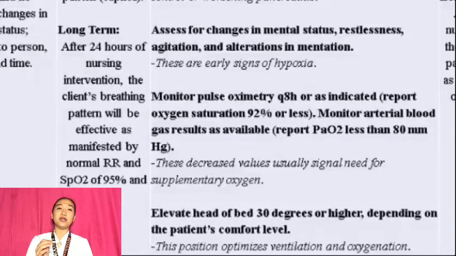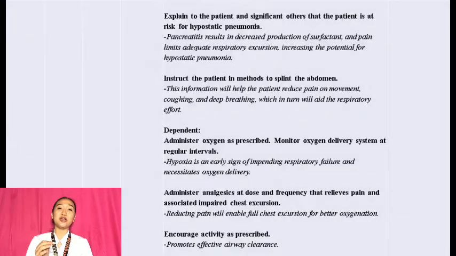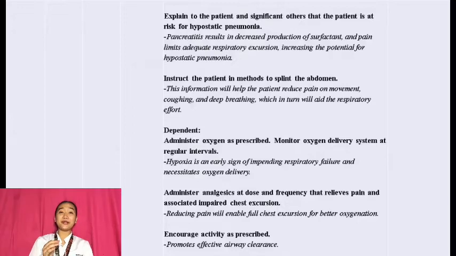Elevate head of the bed 30 degrees or higher depending on the patient's comfort level. Explain to the client and significant other that the patient is at risk for hypoxia. Instruct the patient in the method of splinting the abdomen. This will help the patient to reduce pain on movement, coughing and deep breathing, which improves respiratory effort.